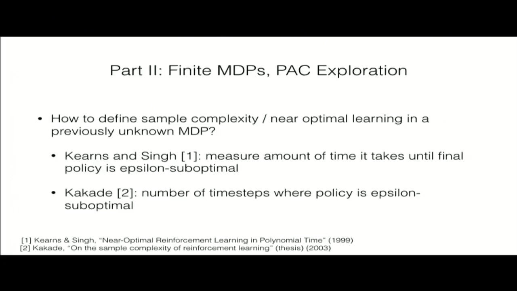So the question here is, given a previously unknown MDP, can we converge to the optimal policy or a near optimal policy in a reasonable amount of time? That's the question we're trying to answer here.